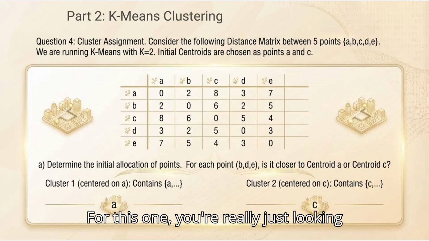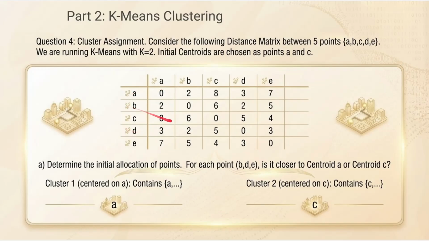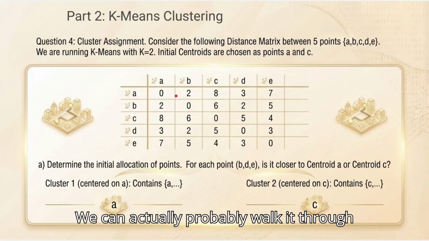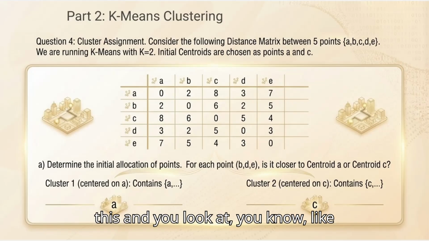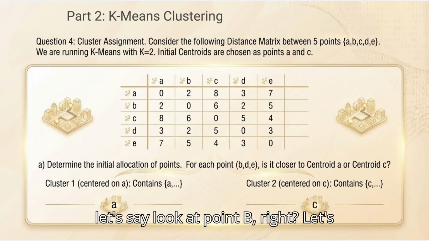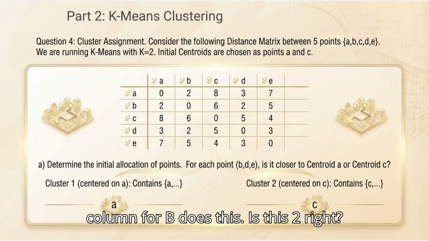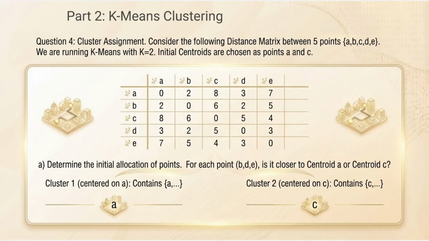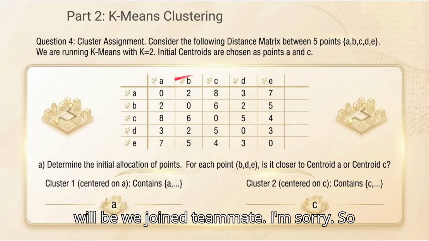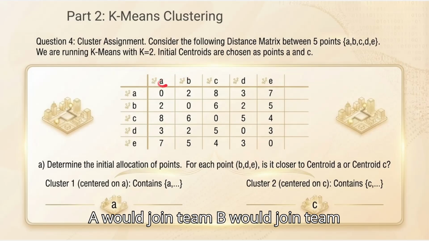For this one, you're really just looking at the matrix. I can walk you through it here. Let's say we look at point B. Look at row A, column B. The distance is 2. Now let's look at C, row C, column B. The distance is 6. Now 2 is smaller than 6, so B would join team A.